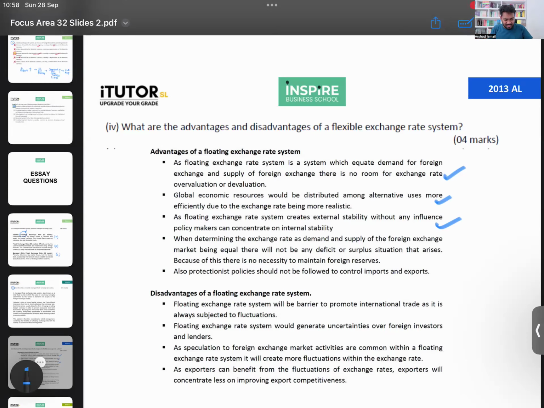So the central bank doesn't have to maintain a lot of reserves. And also you don't have to have protectionist policies. If the exchange rate is depreciating, you let it depreciate. Then what are the disadvantages of this?